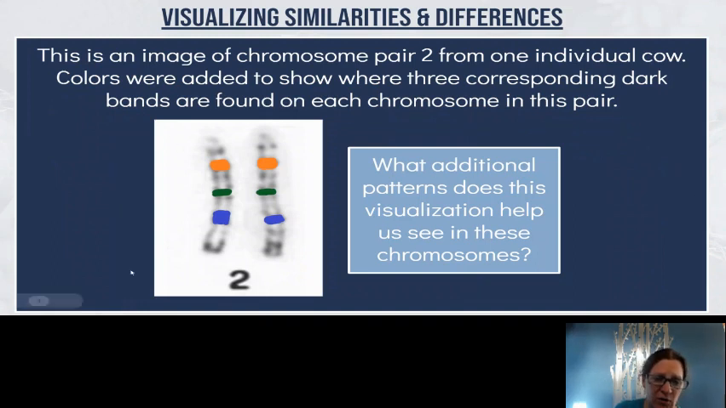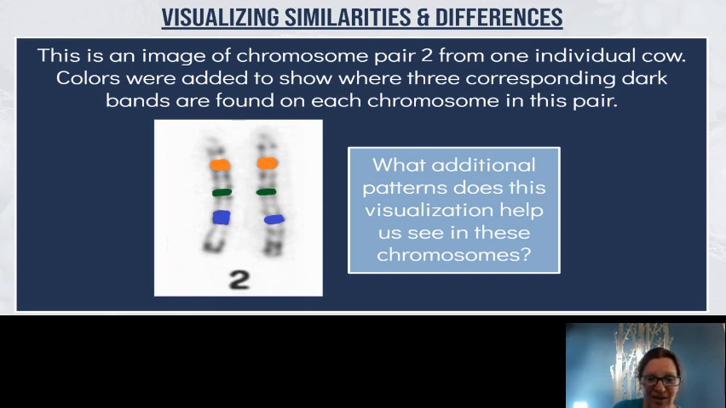So what we're looking at now is the chromosome pair number 2. What you can see, and what many of you have noticed as we've been looking at chromosomes, is that these chromosomes have bands on them. There are these black bands. What I've done here is I've added some colors to show where there are corresponding bands on each pair of chromosomes. So these two orange lines represent one corresponding band. The two green lines represent another corresponding band on the two chromosomes. And the blues represent a third chromosome band.